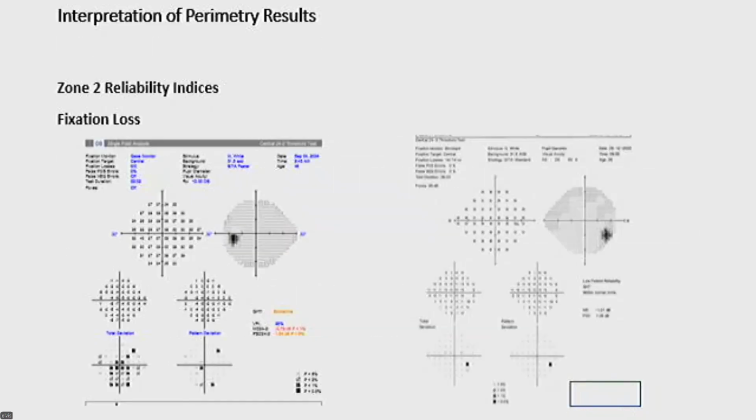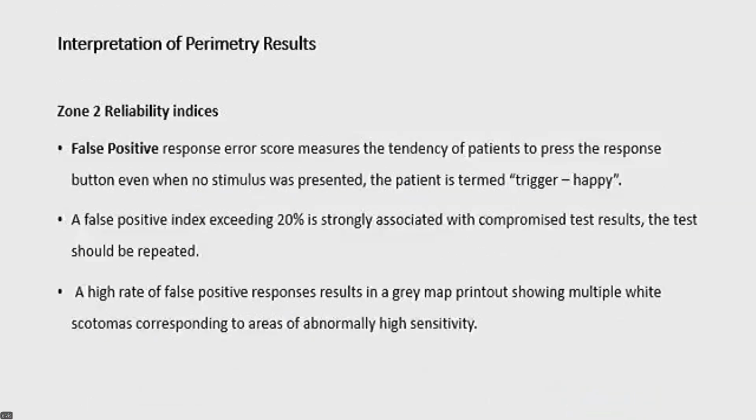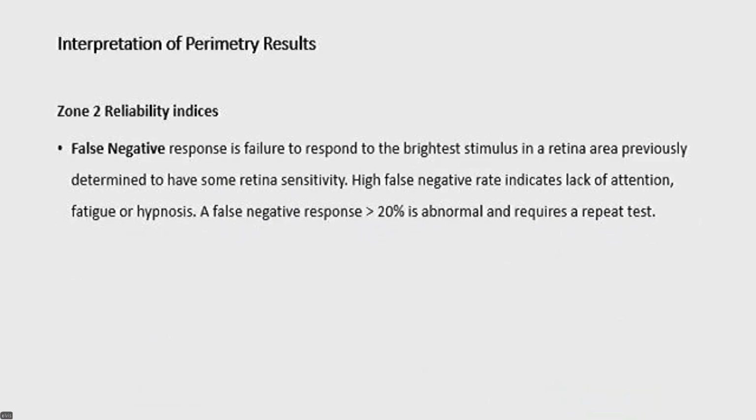We move on to the false positive and the false negative. The false positive is, iconically, the trigger-happy patient who keeps on pressing without the sound. 20% is significant. And then there is also the false negative patient, who has been able to respond to stimuli but doesn't respond anymore. These patients are usually the ones that are tired or fatigued.